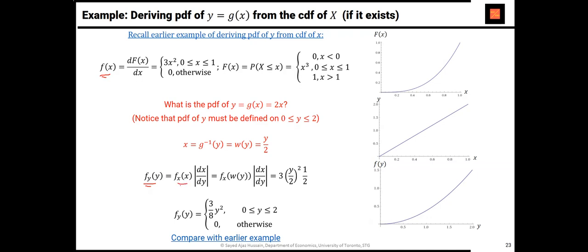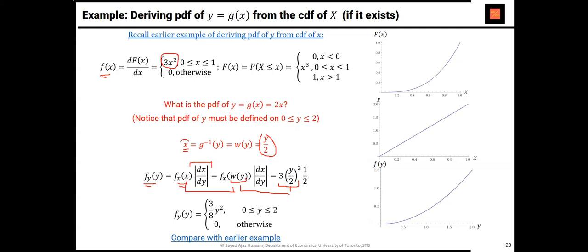I take the PDF of x, which is 3x squared, and wherever I see an x, I express x in terms of y's. I'm now going to express x in terms of y, which is 3y squared, right? Because I've taken the x out and put y over 2 in, so that's 3 times y over 2 squared. And now I multiply by the absolute value of the determinant of dx over dy.